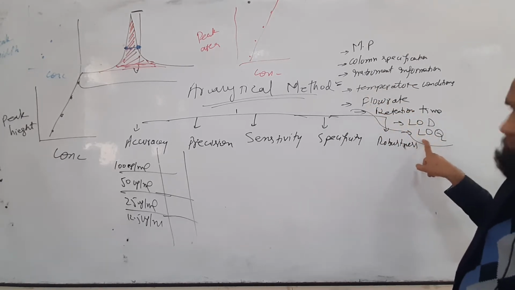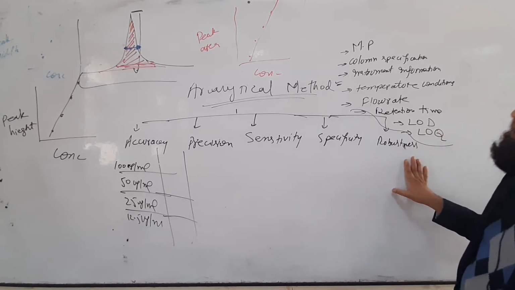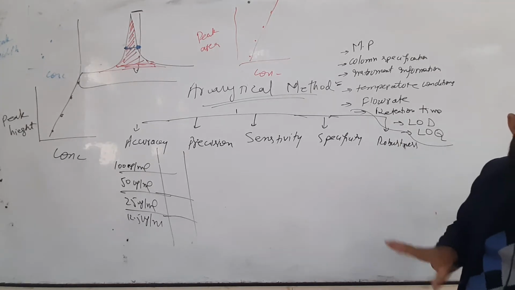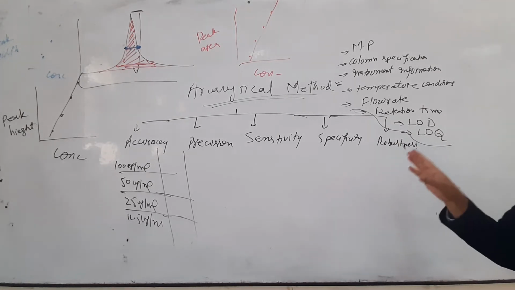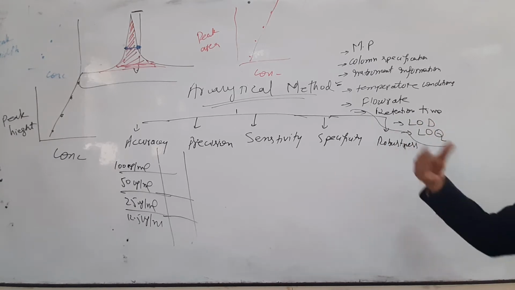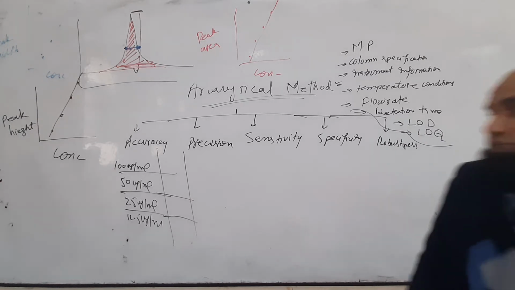They are the composition of mobile phase, column specification, instruments, temperature conditions, flow rate, retention time, limit of detection, limit of quantification. Okay, and when we want to check whether our reported method, the reported method present in the literature, or the modifications which we are creating in the reported method are accurate or not, we will have to check the accuracy.